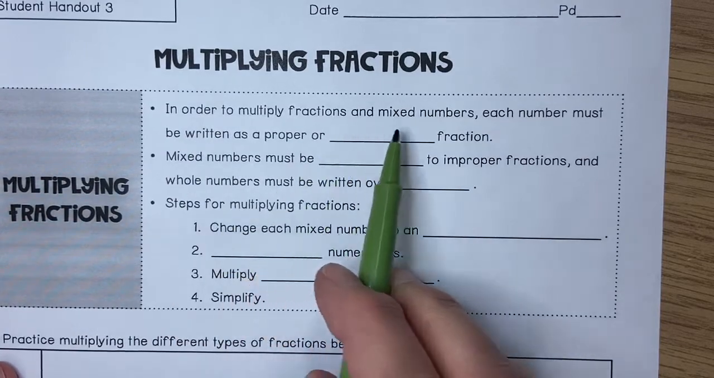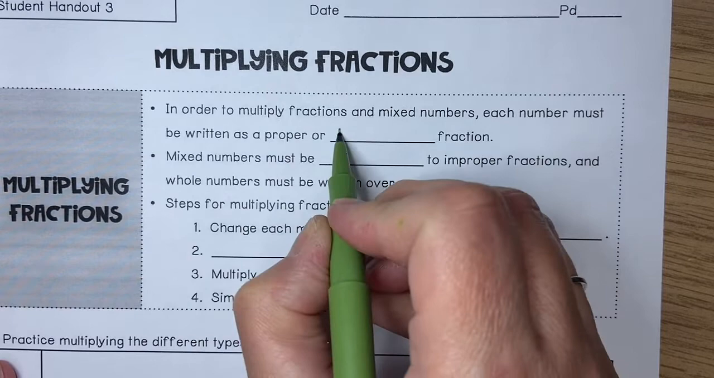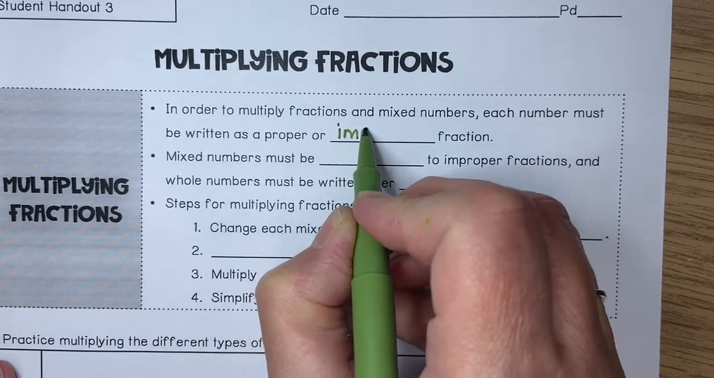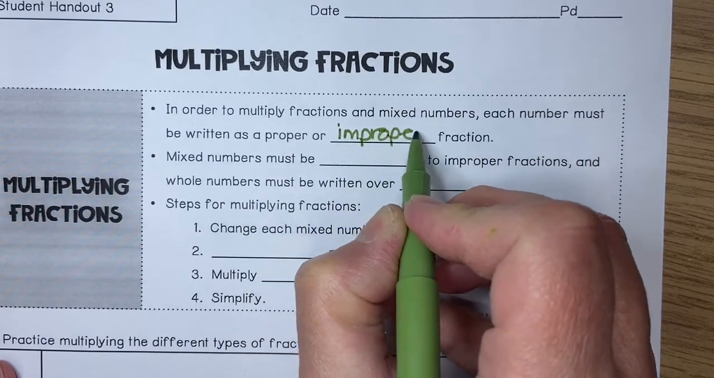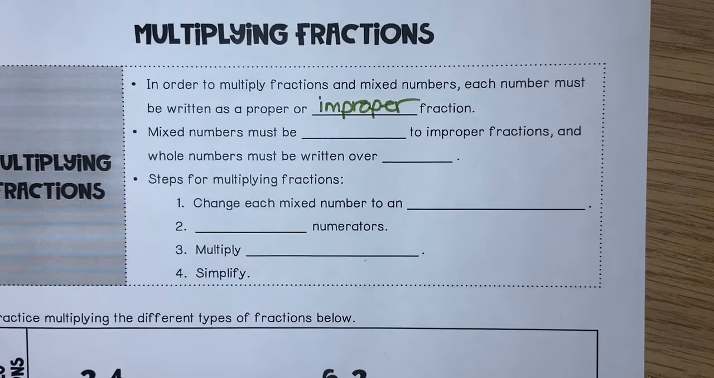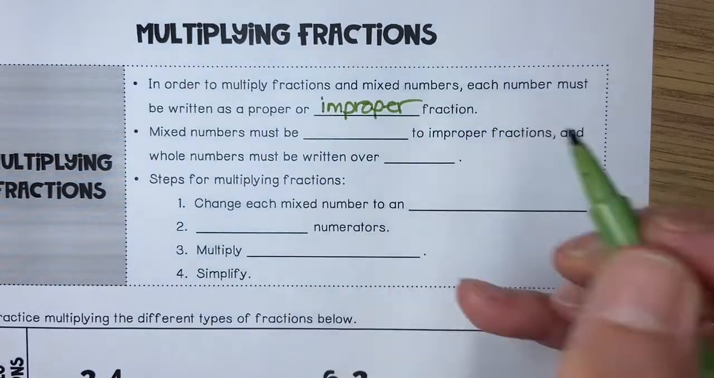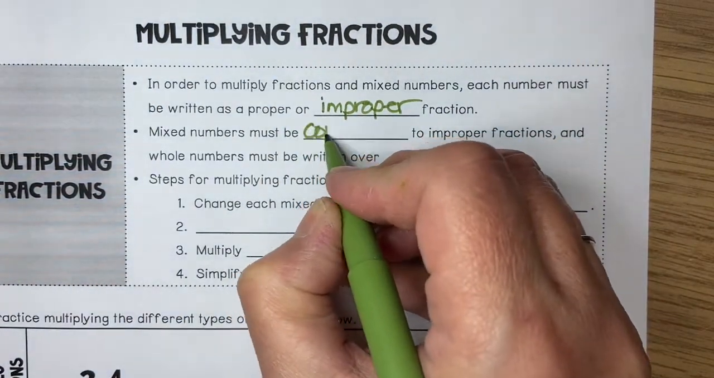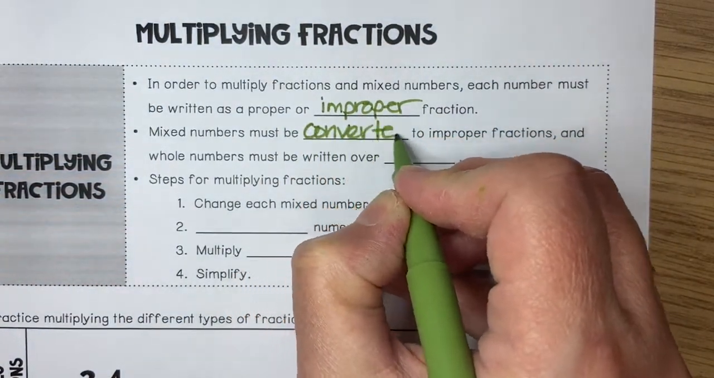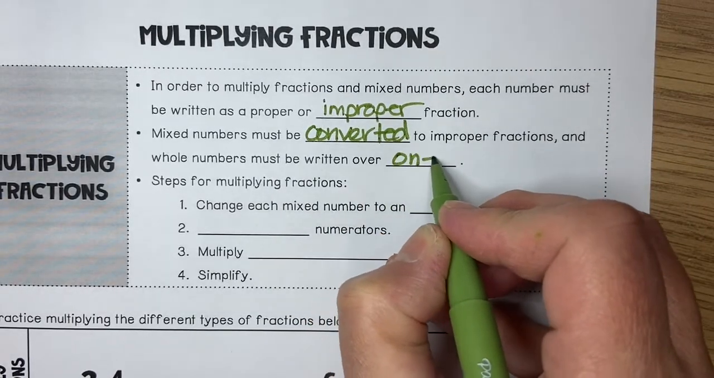In order to multiply fractions and mixed numbers, each number must be written as a proper or an improper fraction. Okay, I can't multiply mixed number times mixed number unless they're improper, and I'll show you when we do the example. So I don't want you to make that mistake. Mixed numbers must be converted to improper fractions. And whole numbers would be written over 1, so they have to be written as a fraction.